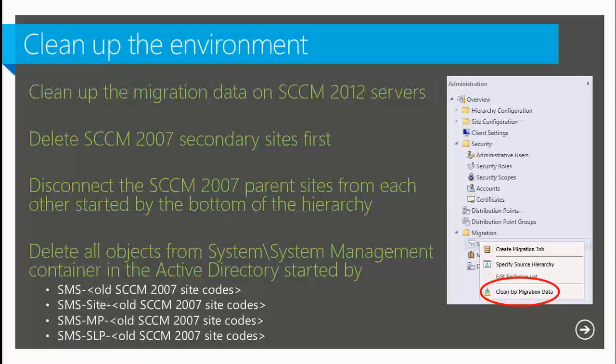You have to delete the secondary sites first. You have to delete the parent sites. You have to go from the bottom to the top of the hierarchy. And after that, you have deleted all the site systems from SCCM 2007. You have to clean up the Active Directory information, which means you have to open the System Management container in Active Directory and manually delete, if it has not been deleted during the decommission of the SCCM sites, the remaining information like SMS site, SMS management point, service locator point, and the site code itself.